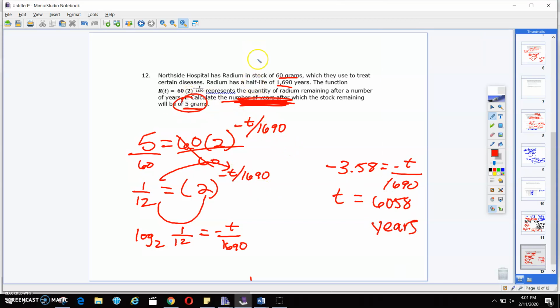That's why radium is like no bueno. Like bad news bears, because it takes a while to break down. Like when they say they use it to treat certain diseases, I think for like cancer, like trying to break bad things down in your body. Anyways, that's my rant.